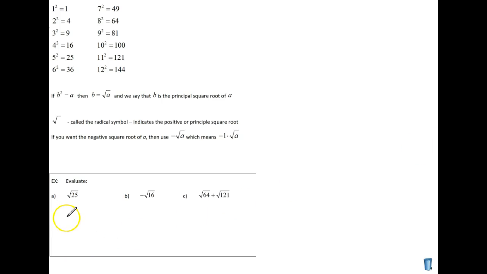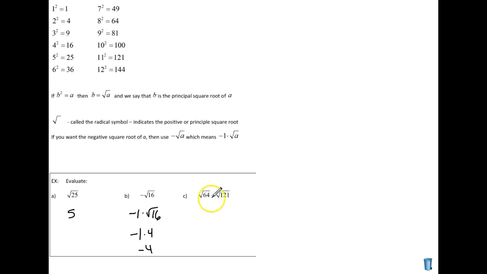So first you'd be asked to evaluate. So what's the square root of 25? Well, the principal square root of 25. What number, when you square it, gives you 25? That's 5. Here we would want the negative square root of 16. Well, thinking of this as -1 times the square root of 16, well, of course, that's -1 times 4, which is just -4. And you could write just -4. You don't have to write all those steps, but I wanted you to see what that looks like.